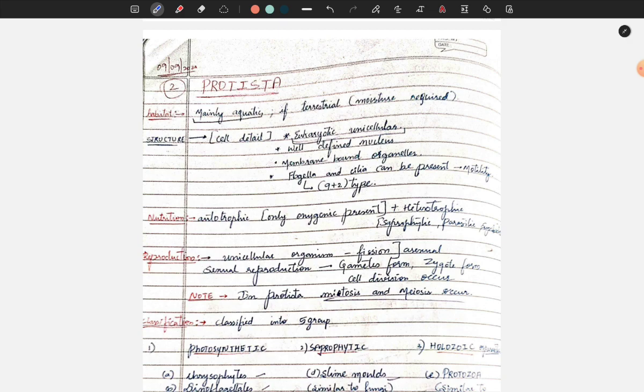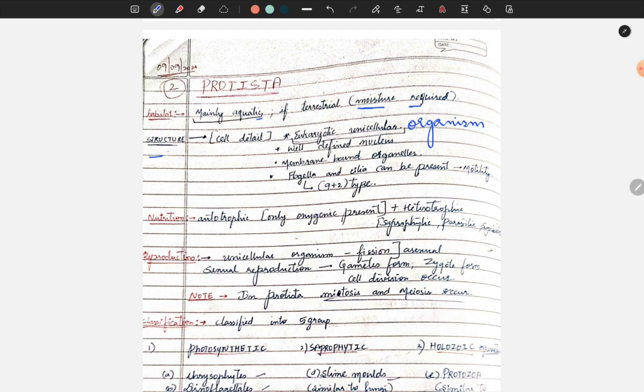Protista comes under the five kingdom classification, and it comes in second place. Now coming to its habitat, in the sense of where they live. Mainly they are aquatic organisms, and if terrestrial, they are found where moisture is present, so it requires moisture. Now coming to structure, the cell detail, it is mainly a eukaryotic unicellular organism.